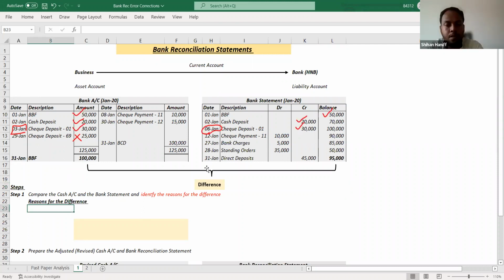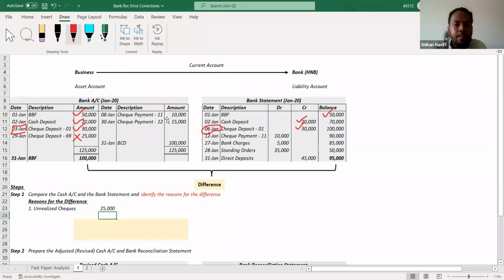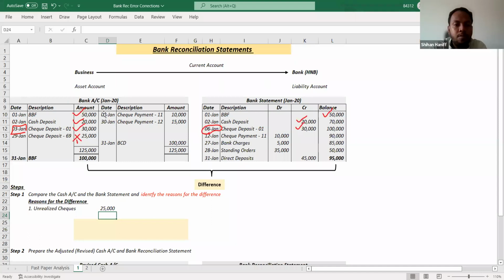Okay. Now let's compare the credit side of the bank account with the debit side of the bank statement. Check number 11, payment check 11. It is 10,000, a 10,000 payment check. It was given on 8 January and the money was taken on 12th January.